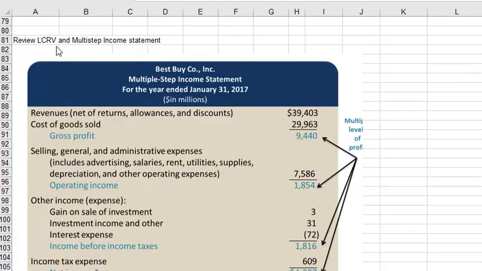Also be sure to take a look at the other resource we have out there for lower of cost or realizable value. And we're going to do a review together on the multi-step income statement.